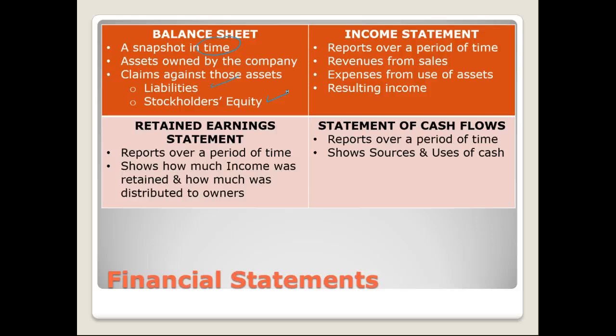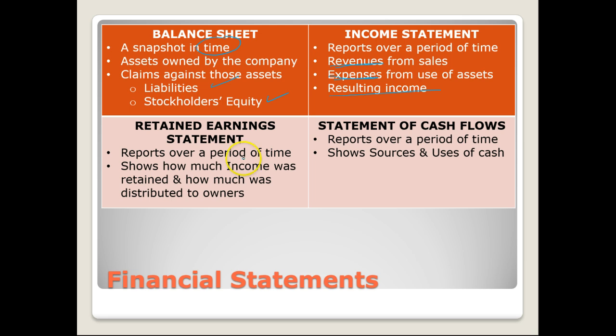The income statement is a report that covers a period of time, maybe a month, maybe a quarter. A calendar quarter is 3 months, or a year. It will show us the revenues that came from sales in the company and all the expenses from the use of the assets and the resulting net income or net loss.